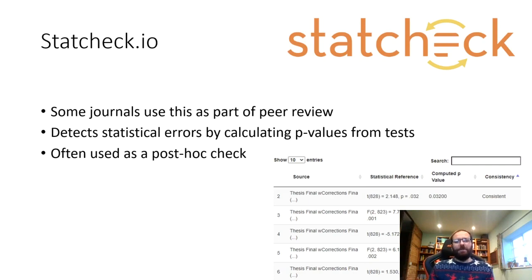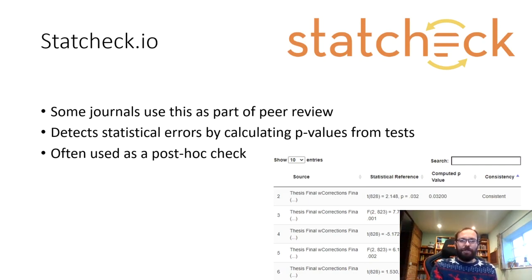This is traditionally used as a post hoc check. So rather than it being part of the review process, or me as an author checking that I've done and reported things correctly, it's typically done as a post-publication review. And it attempts to detect these sorts of statistical errors. It is slowly increasing in use. Some journals use this as part of the peer review process and have built it into the system, but it's still relatively underutilized. So that's just one way of tackling this issue.